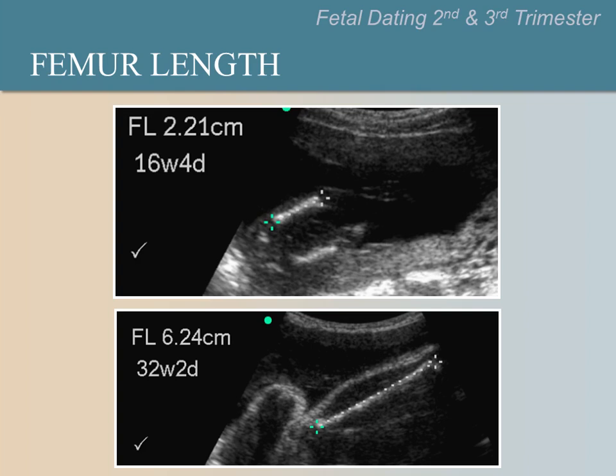It is usually easier to measure the femur that is closer to the transducer. Note that in the top image, both femurs are visible, but the femur closest to the transducer is easiest to see.